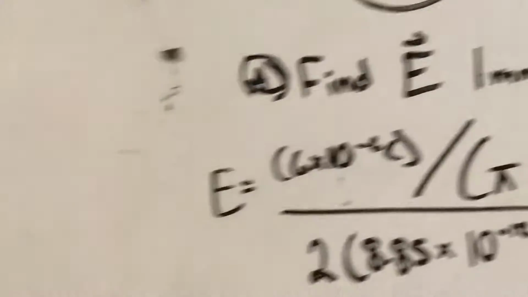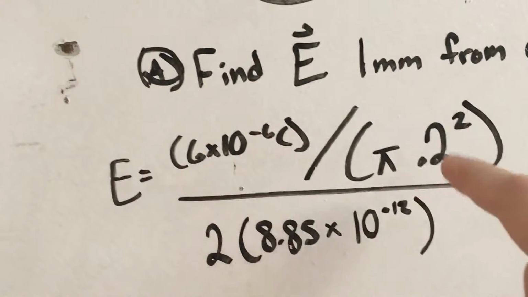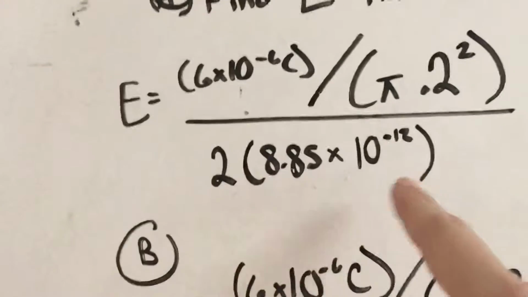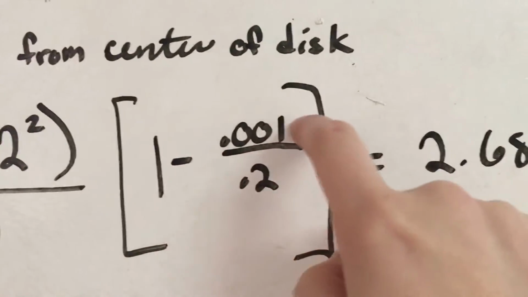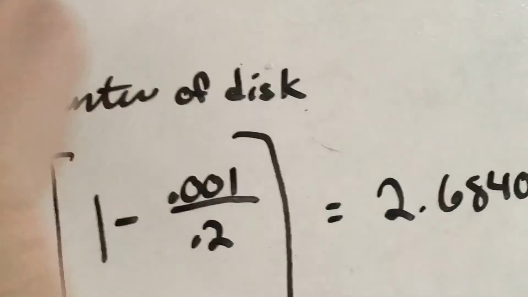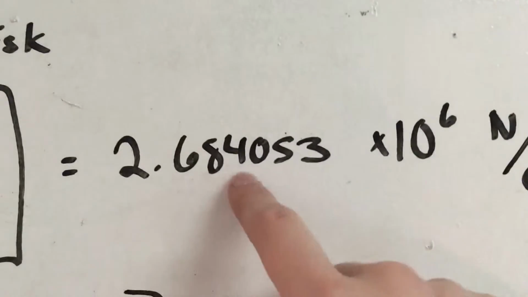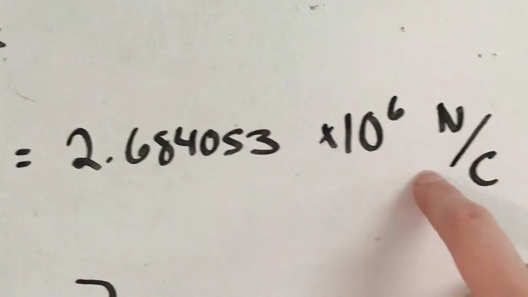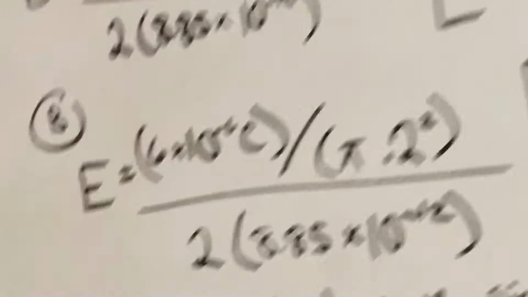So first it's asking to find the electric field 1 millimeter from the center of the disk. So I take my charge divided by my area, which is pi r squared, divided by 2 epsilon naught, times 1 minus the distance, which can be denoted sometimes as z, from the center, divided by the radius, which is 0.2. I get 2.684053 times 10 to the 6 newtons per coulomb.